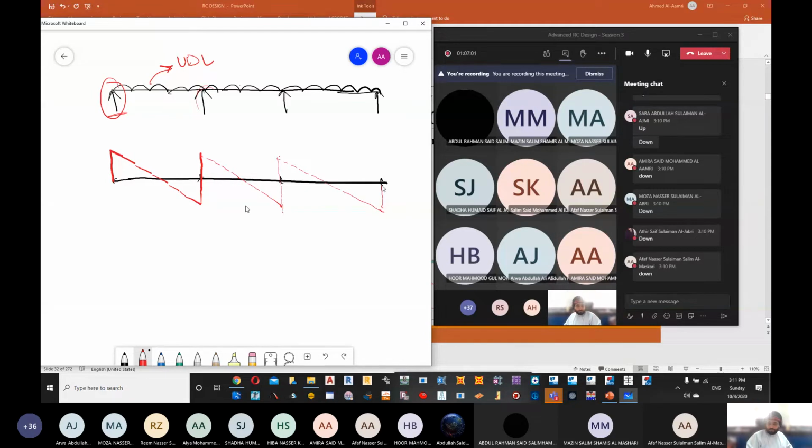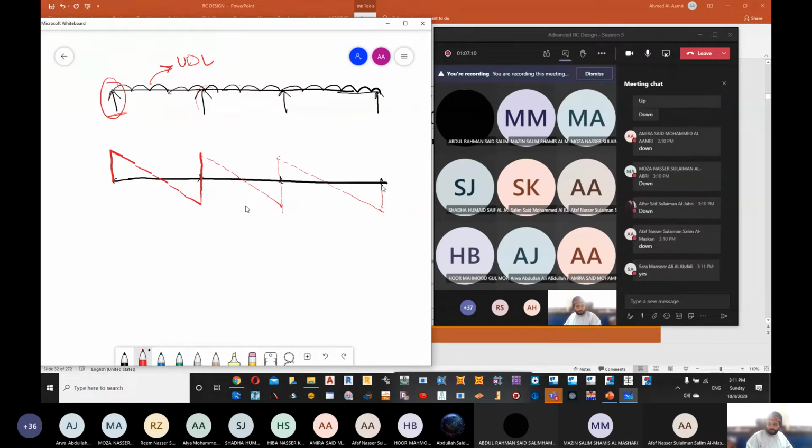Are we fine? Is it clear? Why are we reducing? Because the UDL is not stopping at a certain point. So we reduced. The UDL keeps continuing, so we keep on reducing.